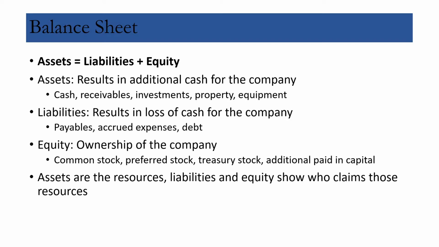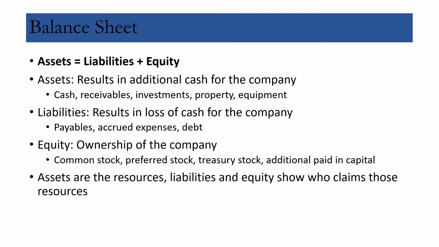These three things will show the entire worth of the company. To differentiate them, we have assets, and these will usually result in additional cash for the company. That's kind of the definition of an asset. But something that's really helped me understand it is that assets are the resources of a company, right? These are things like cash, receivables, which means that somebody owes you money, different investments that you've made, property, and equipment.